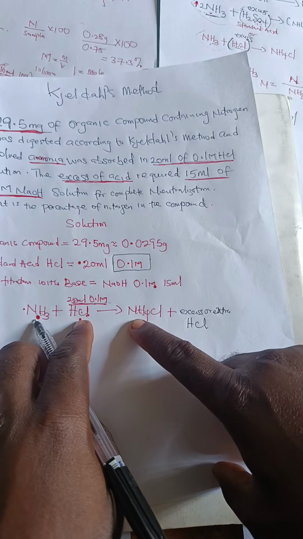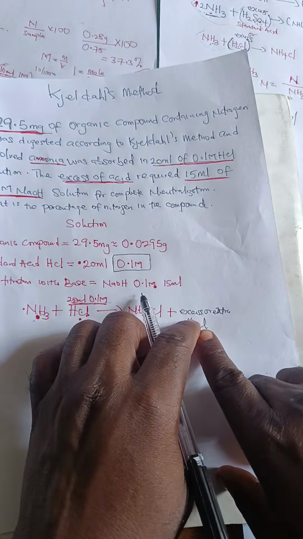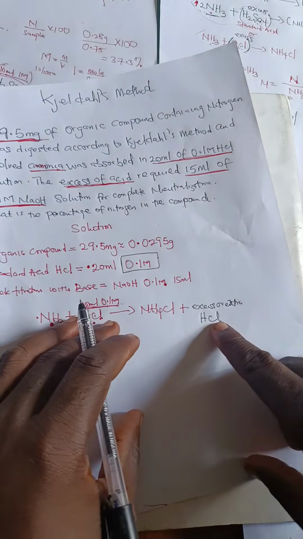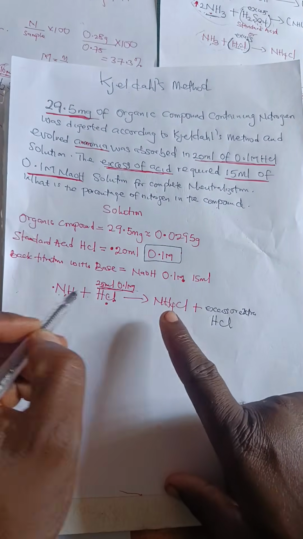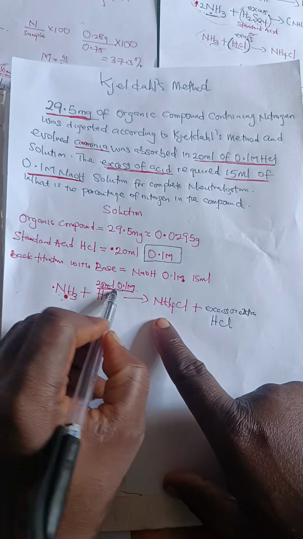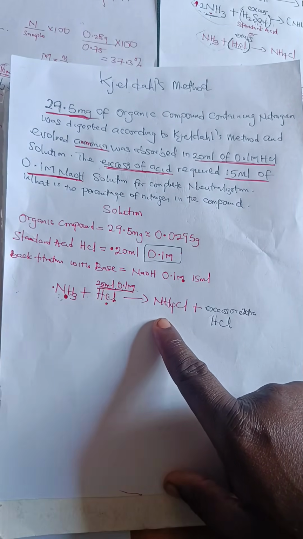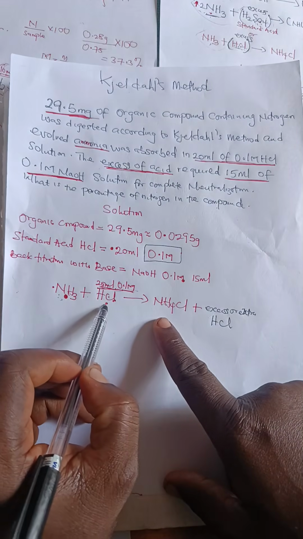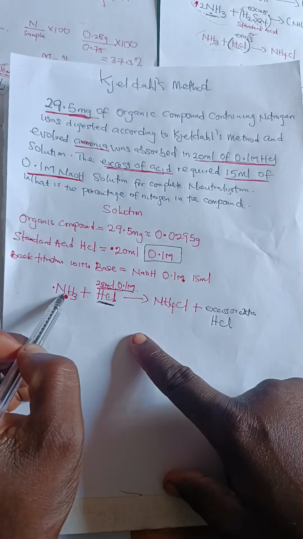In this case, the HCl neutralized the ammonia and some part of the HCl was still remaining. So if that is the case, it means I can't use this value to get this value. I can't turn this to mole, and if I use this value to get the amount of ammonia, it will be wrong because this value is in excess. So I need to know the exact amount of HCl that reacted.